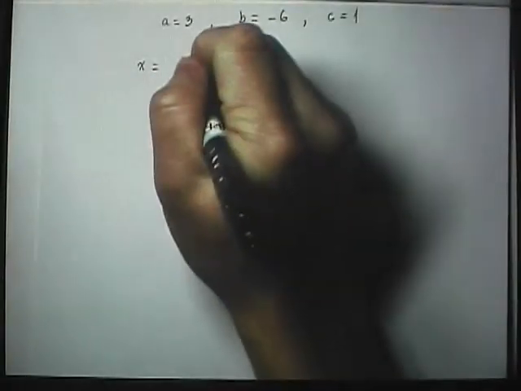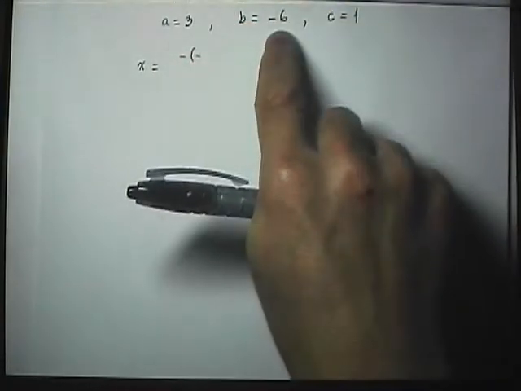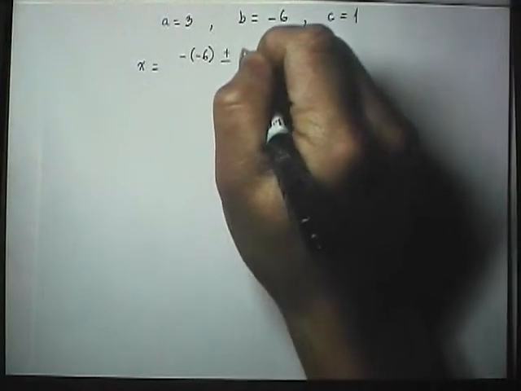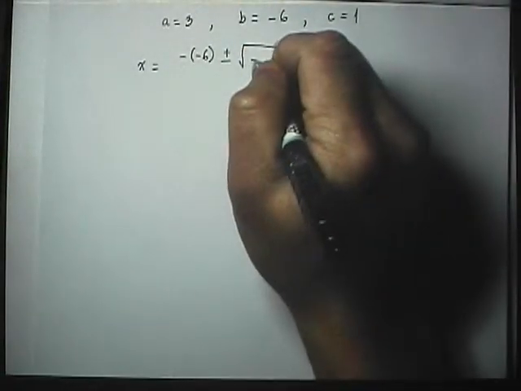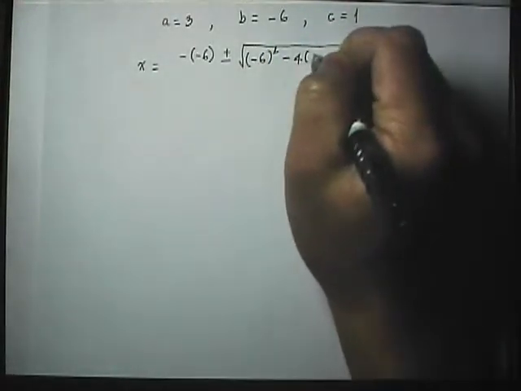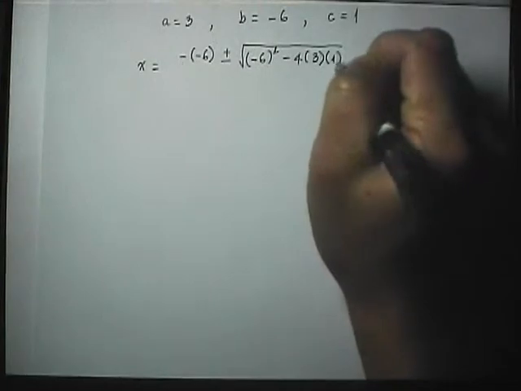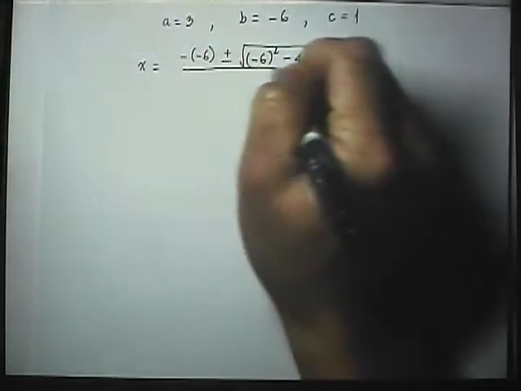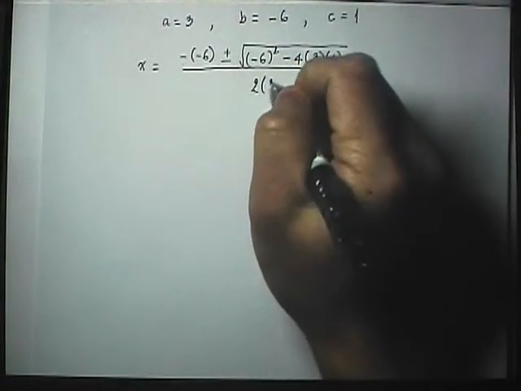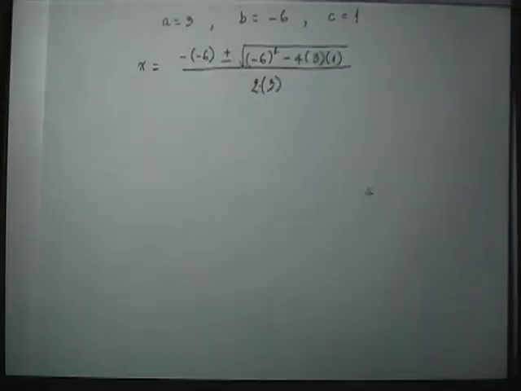Okay, so now back to the quadratic formula. The value of x is obtained by minus b, and b in my case here is negative 6, so I have minus negative 6, plus and minus the long square root of b squared, which is negative 6 all squared, minus 4 times a times c, and all of that we divide by 2 times 3.